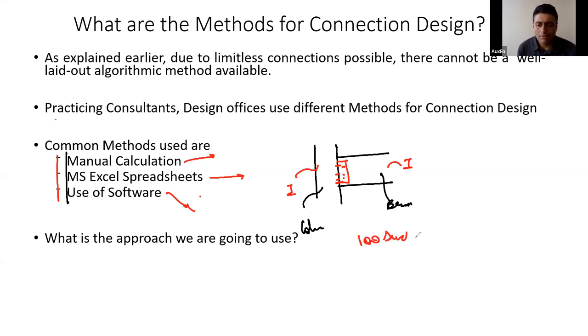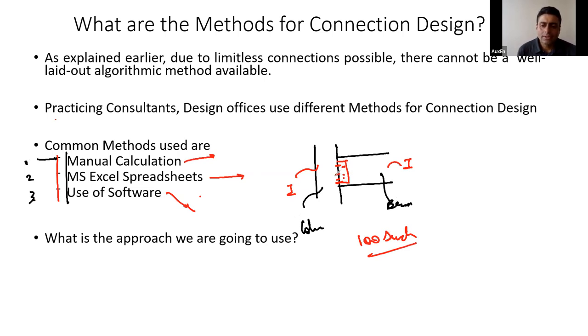If I have to do 100 such connection designs, I understand the behavior of this connection, I understand the working, I understand the manual calculations behind it. So if I have to do this repeated job, then I will do it using what? Out of these three approaches, which approach will be a better approach? The question is understood, right?